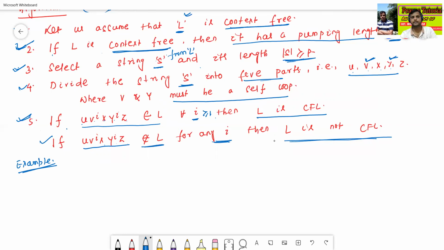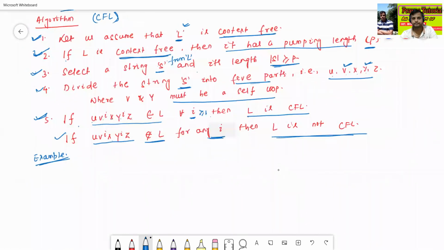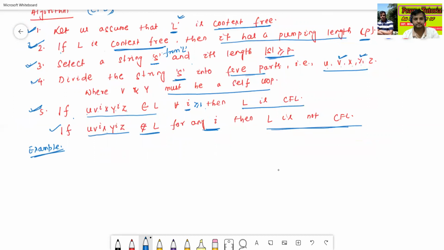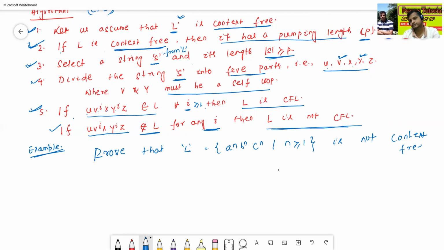Now we'll see the example. Let language L equal a to the power n, b to the power n, c to the power n, where n is greater or equal to 1. Prove that L is not context free.